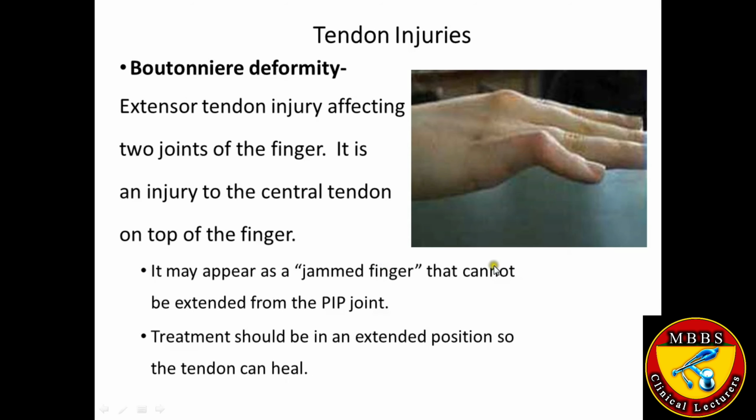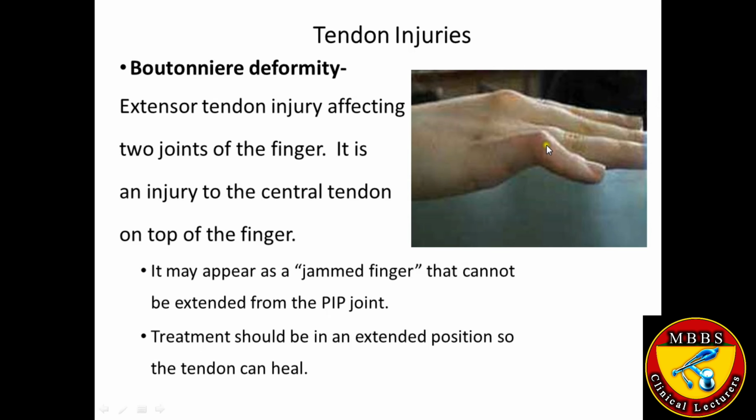Boutonniere deformity, extensor tendon. This is the extensor side. You can see over here the extensor tendon injury affecting two joints of the finger, maybe the proximal and distal, or maybe the middle and the distal. It is an injury to the central tendon on the top of the finger. It may appear as a jammed finger over here.